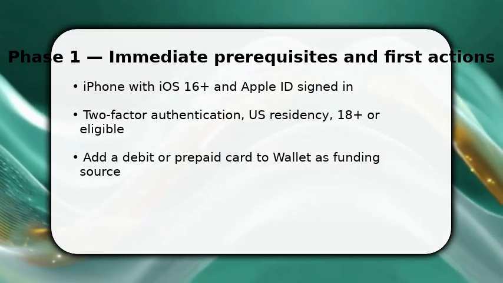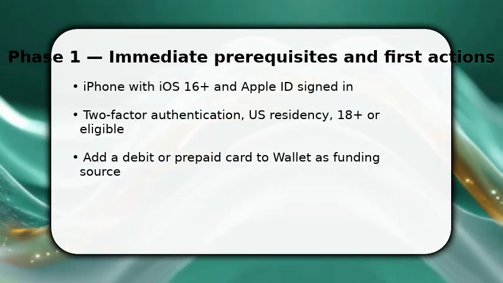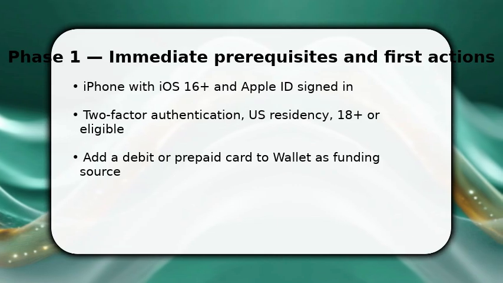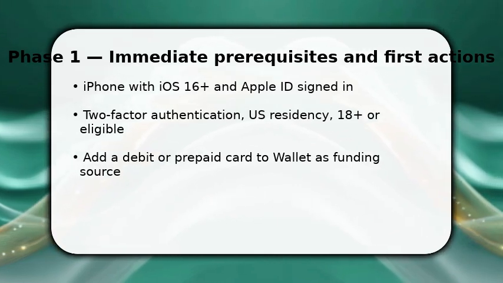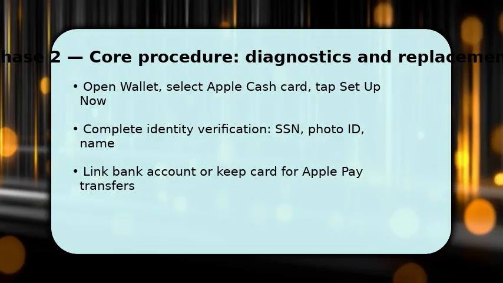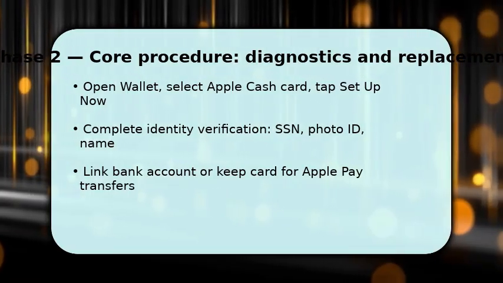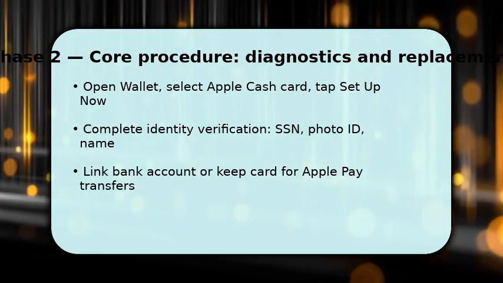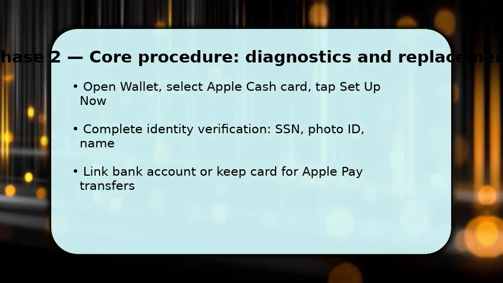Then tap the plus icon, follow card imaging or manual entry, and verify the bank card with the issuing bank. This activates the funding pathway. Next, enable Apple Cash inside Wallet. Select the Apple Cash card and tap Setup Now. The app will guide you through acceptance of terms.